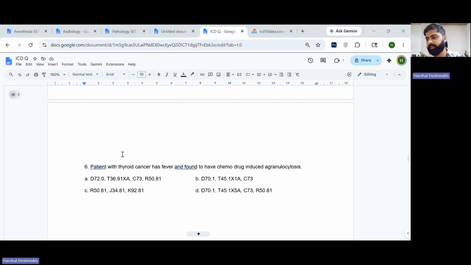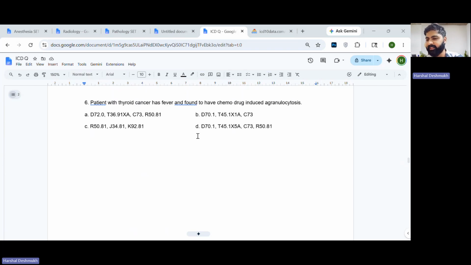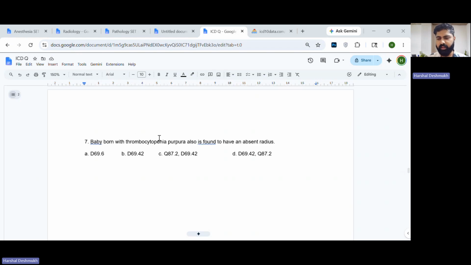The correct answer to this question is option D, that is D70.1, T45.1X5A, C73, and the last one for fever, R50.81, as fever is an adverse effect of the chemo drug that also has caused agranulocytosis. Going on to the next question, question number 7.